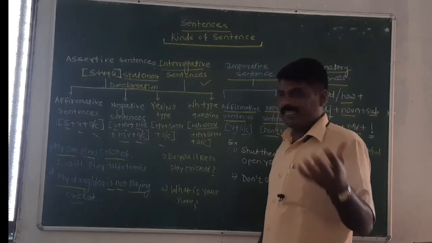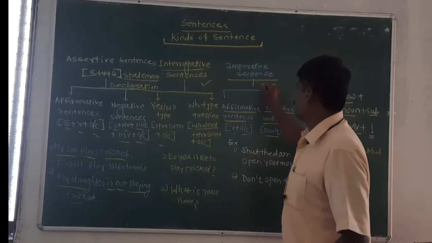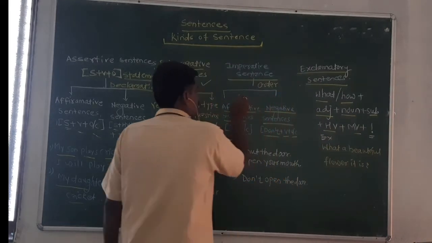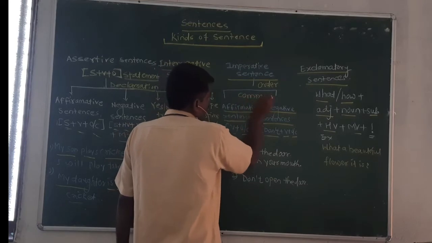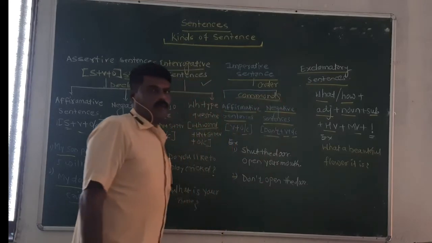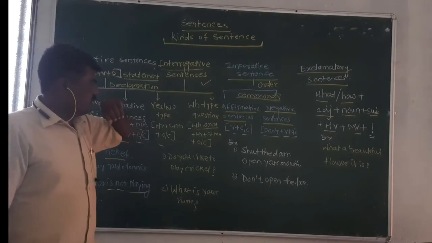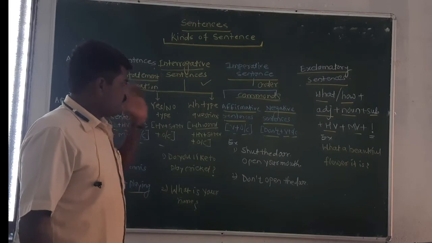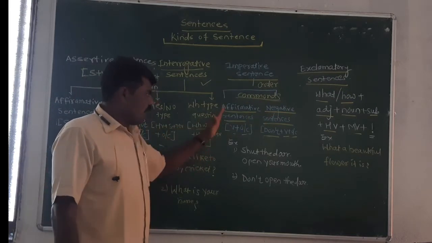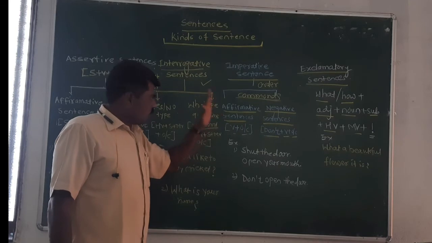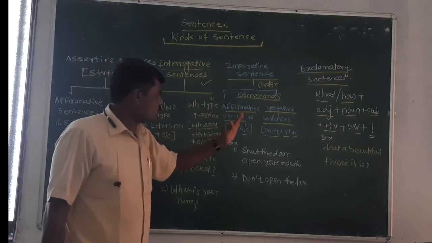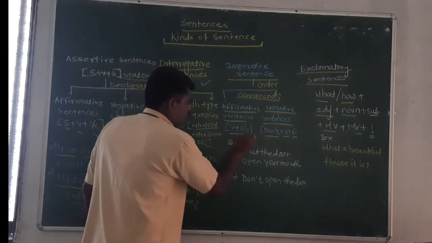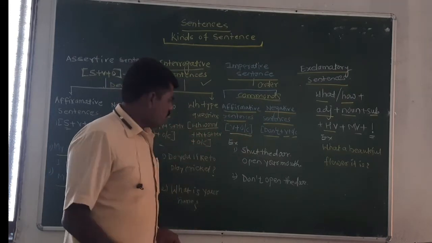The imperative sentence is an order. There are two types of imperative sentences. The first is the affirmative sentence and the second is the negative sentence. Affirmative is again the same, which affirms. The structure is very simple. It is for the order: verb plus object or the complement.